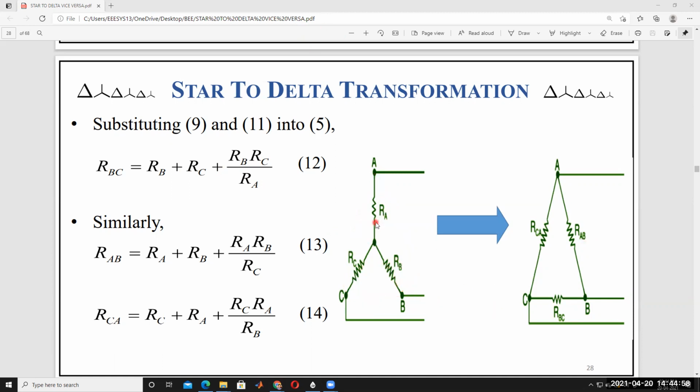In the delta connection system, for delta to star transformation, it is the multiplication of two adjacent arms divided by the sum of all arms. Here, for star to delta, it is the addition of two adjacent arms plus the multiplication of two adjacent arms divided by the remaining resistor arm in the star connected system.